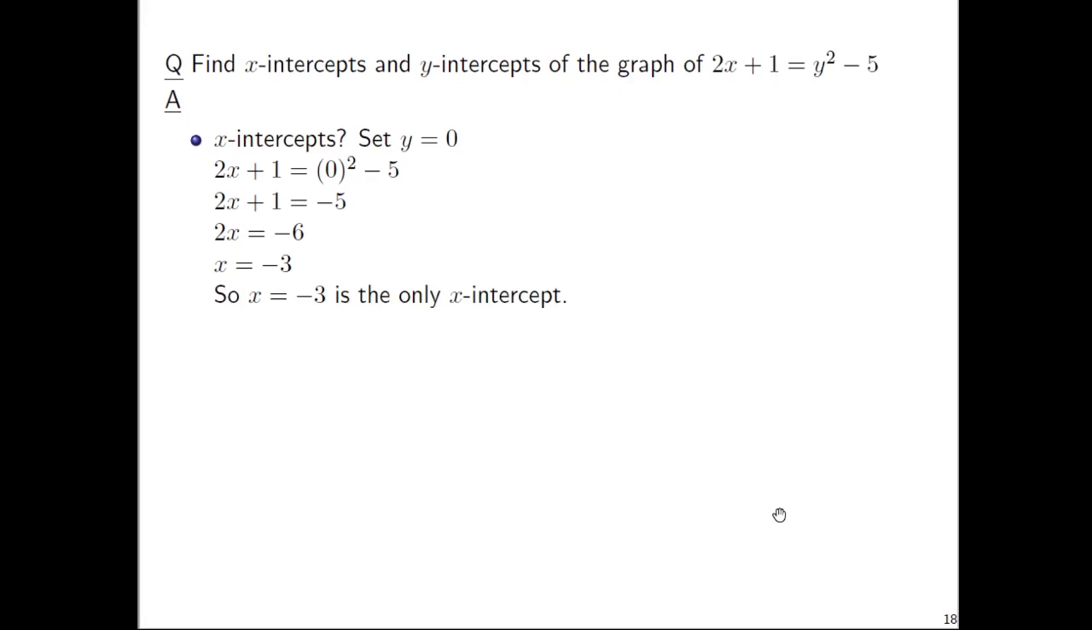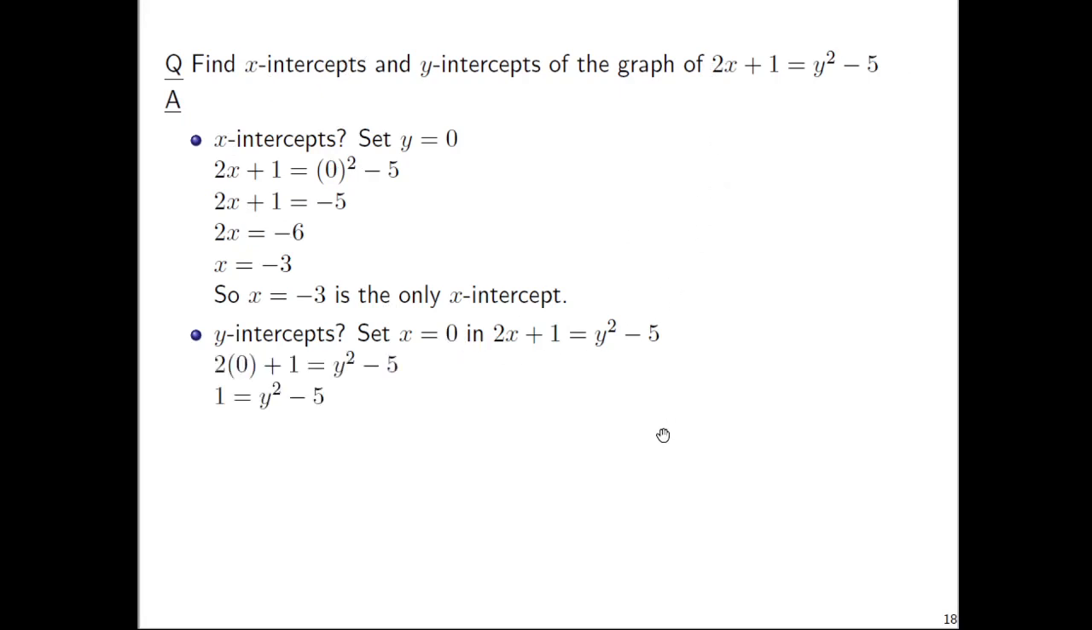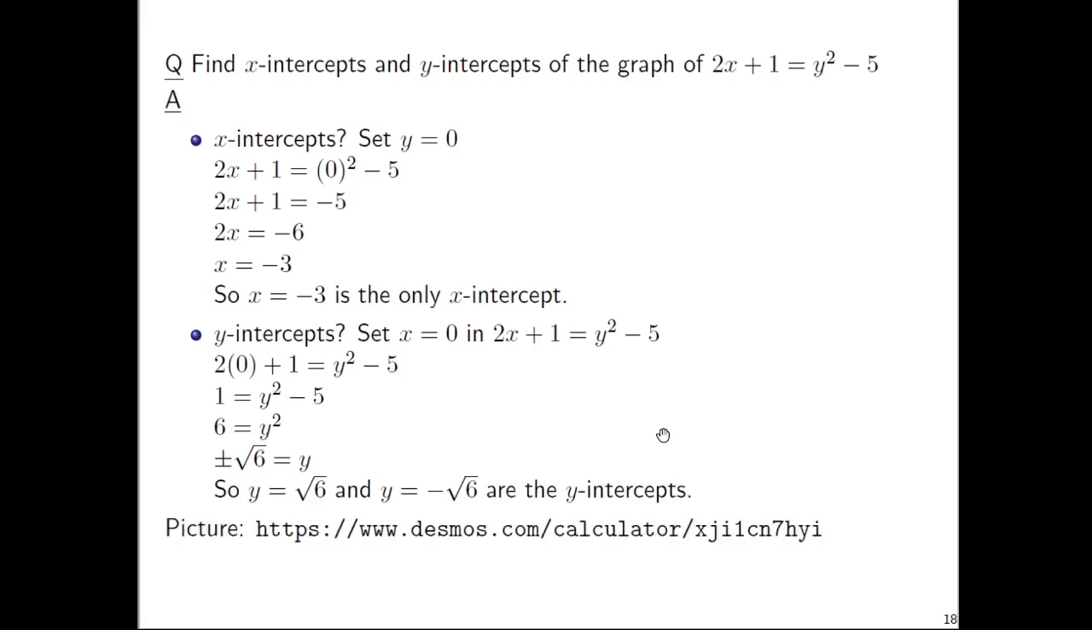Now, what about y-intercepts? For y-intercepts, we need to set x equal to 0 in the original equation, so go back to the original equation up here. We could have done the finding of x-intercepts or y-intercepts in either order, so we can ignore all the work we've done otherwise. Set x equal to 0, and the left side simplifies to 1. Add 5 to both sides, and then square root both sides. So y equals plus or minus root 6. There are actually two y-intercepts here: y equals root 6, and y equals negative root 6.